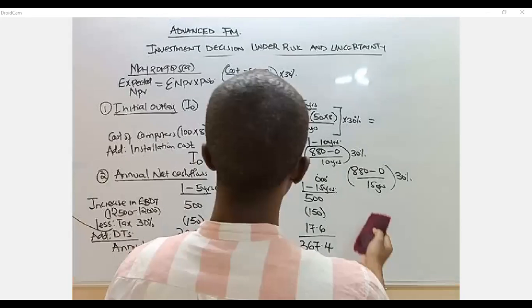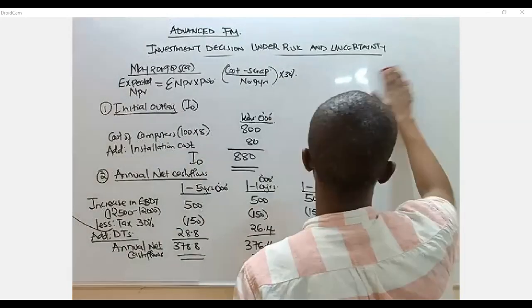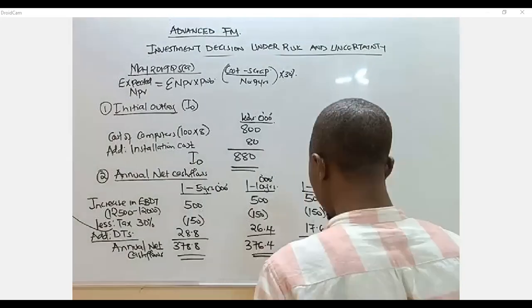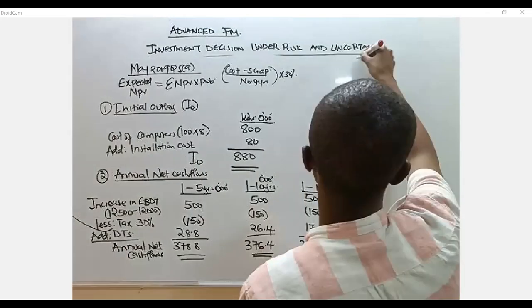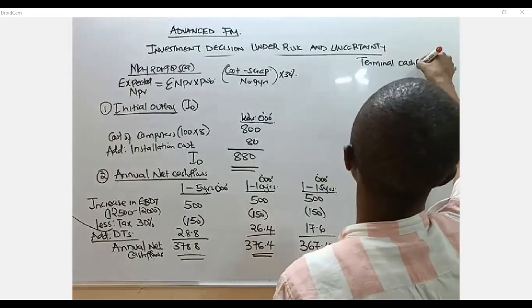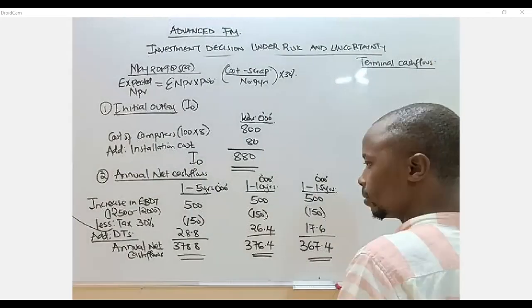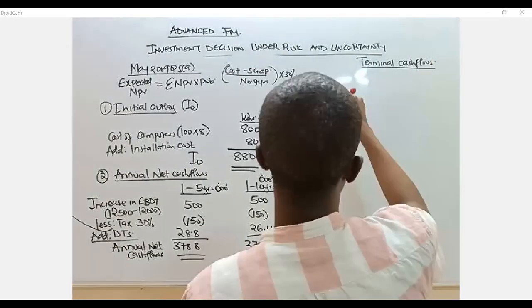Then let us go to the third step. For this calculation, what will the third step be? The third step, as we said, is to calculate your terminal cash flows. For the terminal cash flows, we said, let us look at the scrap value for the new machines.